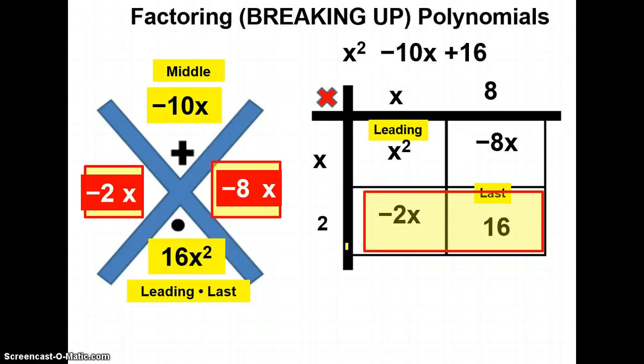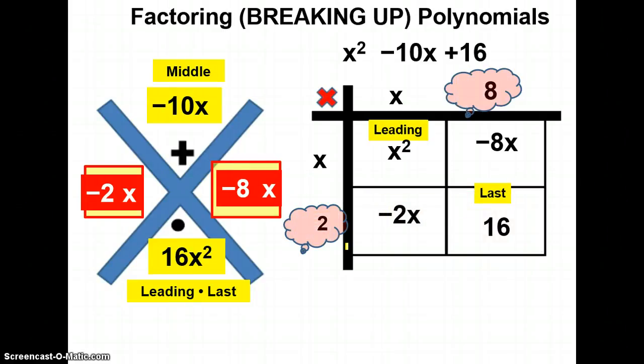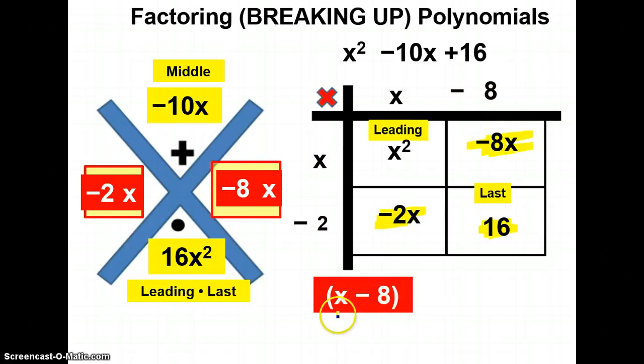Now comes the question of where I should put the negative. Should I put the negative at the 2 or the 8 or both? I should put it at both. And here's why. A negative 2 times a negative 8 will get me a positive 16, right? Whereas a negative 2 times a positive x will get me a negative 2x, and a negative 8 times a positive x will get me a negative 8x. So my two binomials are x minus 8 and x minus 2.